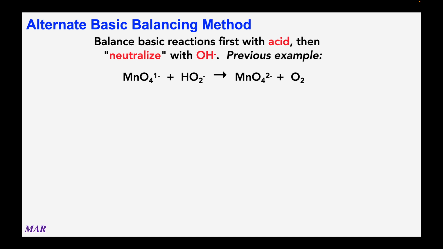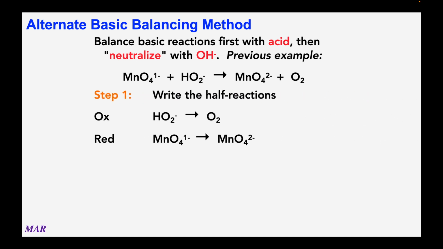And then after you get it all together, you can neutralize the acid with base. And I'll show you what this means here in a little bit. So let's go back to the permanganate and peroxide, the HO2 minus, making manganate, MnO4 2 minus, and oxygen. So as before, we'll separate them out into half reactions.